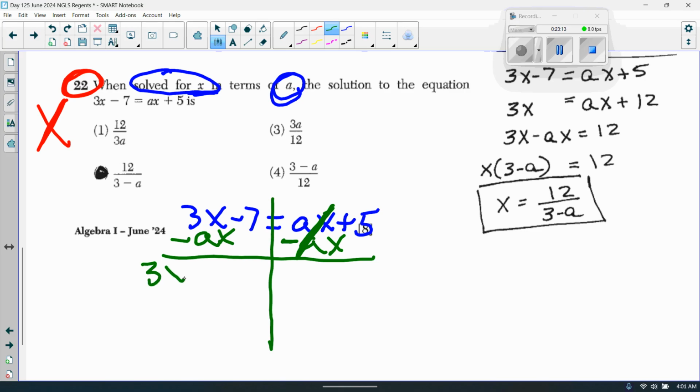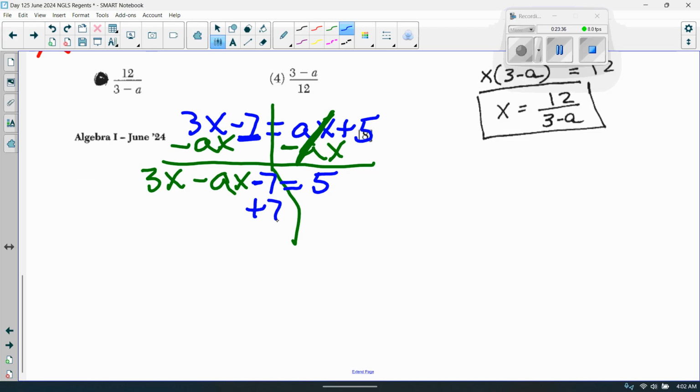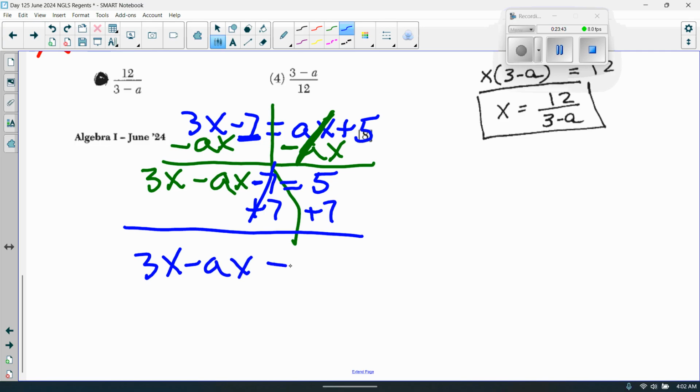You get 3x minus ax is equal to, nope, I forgot the minus 7. I'm so used to doing it all at once. Silly Morrow. Okay, now we got the rest of it. Minus 7, that came from here, equals 5. Okay, now we want to move the numbers to the other side. So let's do that. Add the 7 to this side, and you get 3x minus ax is equal to 7 plus 5 is 12.